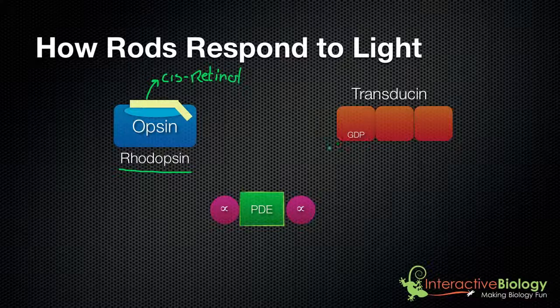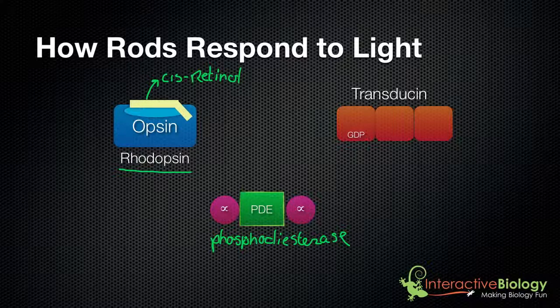Then we also have this molecule over here. It's a trimeric molecule, meaning it has three subunits, this one, this one, and this one. And this is called transducin. And then over here, we have this guy here. You see I have PDE, and that basically stands for phosphodiesterase. So these are the major players inside of the rods: rhodopsin, transducin, and phosphodiesterase.